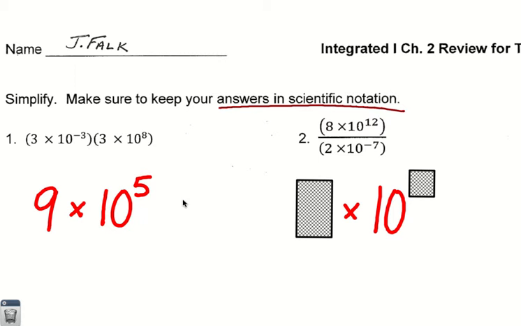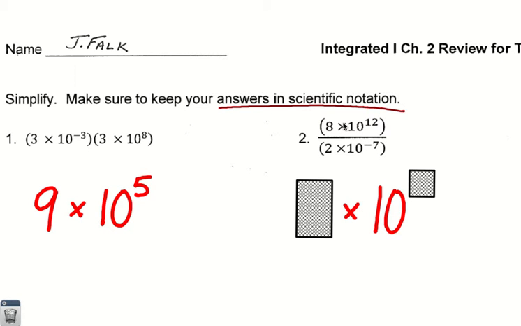So I guess what I was saying earlier was if you just kind of made this into a regular number and made this into a regular number, you could multiply them together, probably with the help of your calculator, and get 900,000. But we don't want the answer as 900,000. We want you to show your answer and make sure to keep your answer in scientific notation. Same thing over here.